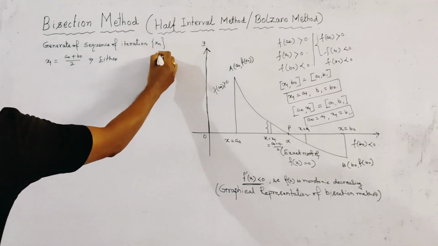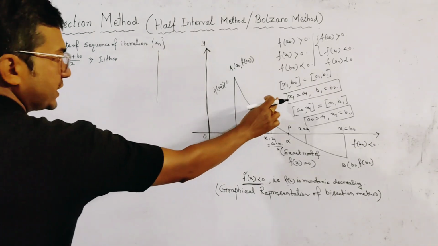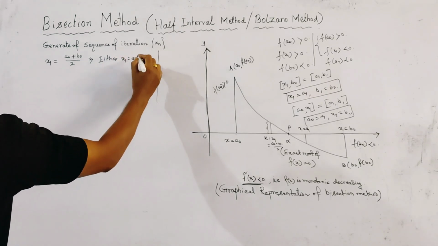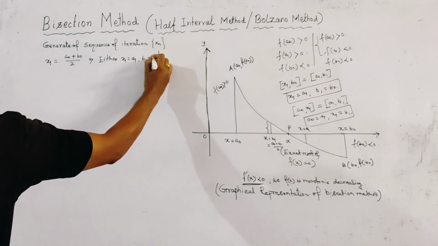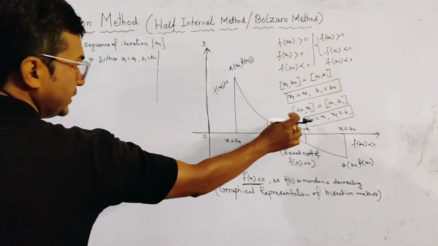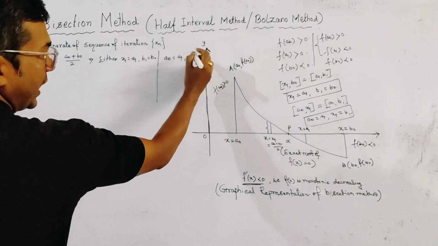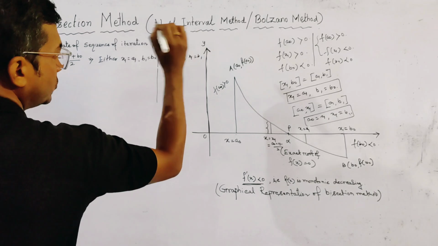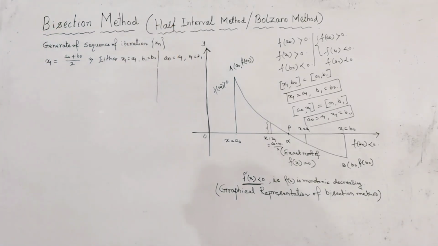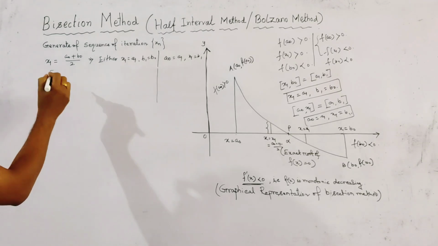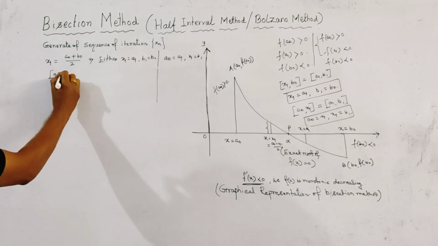Either we get two cases. In the first case we get x1 equal to a1 and b1 equal to b0, or in this case we get a0 equal to a1 and x1 equal to b1. Okay, so we get a new interval of approximation, this is a1 b1.